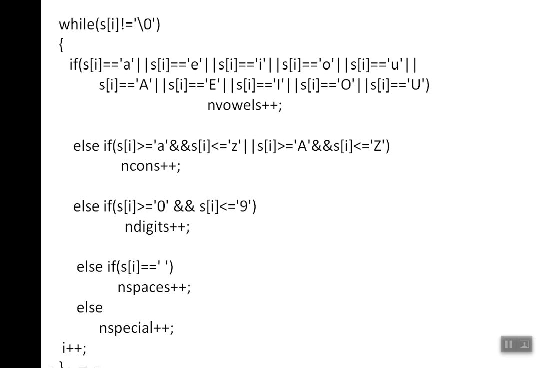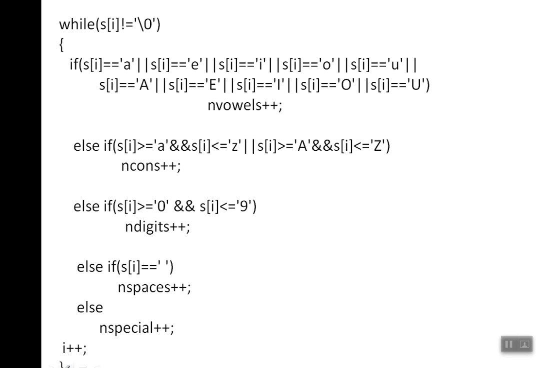Yes, if both the things fail, what will you say? You will check for a number. If it is from 0 to 9, increase the digits. If it is white space, right? If it is space, increase the space count. If it is not a vowel or a consonant or a digit or space, obviously it is going to be a special symbol. Next, take the next input.